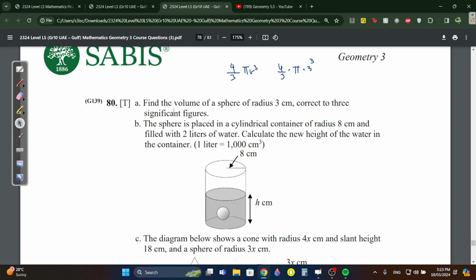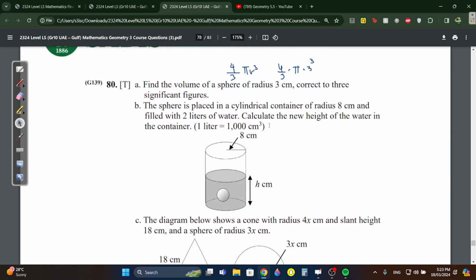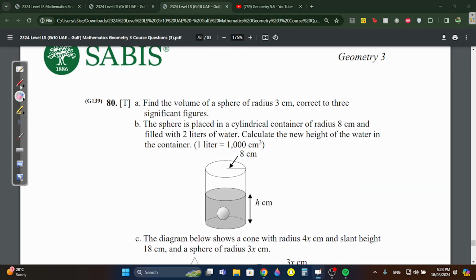You do it on a calculator. This is easy. We did something like this before in part B. So we set 36 pi over here, or 113. The sphere is placed in a cylinder of radius 8 centimeters filled with 2 liters of water. Calculate the new height. We need to know the volume we have now. Since it's 2 liters of water, that's 2,000, because each liter is 1,000. Plus the sphere we added, 113, so it'll be 2113. That's our new volume.